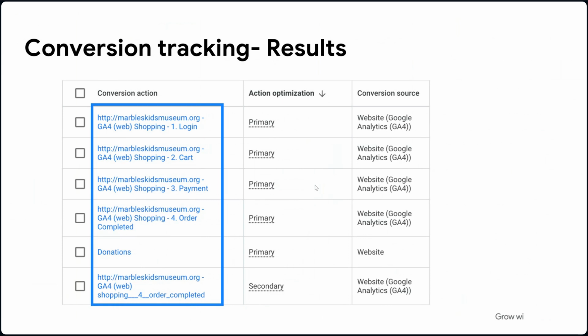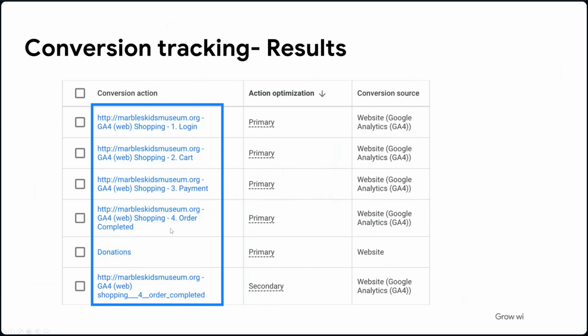So within Google Ads, you will start seeing these different conversion goals, which, as you can see here, the source of these conversions is Google Analytics 4. So they were created within Google Analytics 4 and imported into Google Ads. And with this particular client, this kids museum, they sell tickets online, right? So we track things like, okay, how many people visited the login page, how many people went to the second step of the shopping process, which is a visit to a cart page, and then how many people went to the payment page, how many completed the order, how many people donated, etc., right?